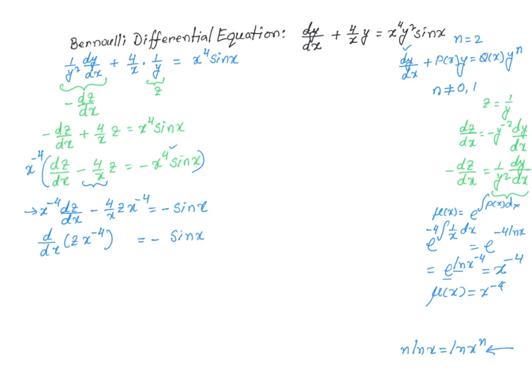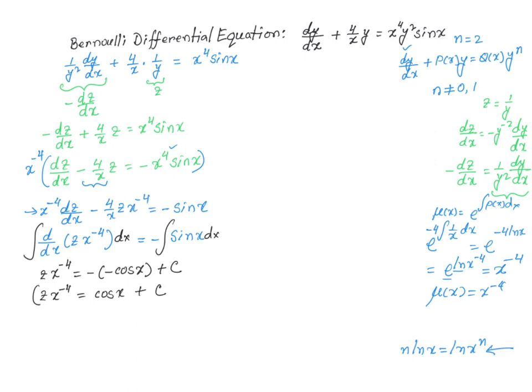Now I could go ahead and integrate both sides with respect to x. That's going to give me on the left hand side z times x to the power negative 4, and on the right hand side negative times negative cosine of x, right? The integral of sine of x is negative cosine of x plus some arbitrary constant c, and that's going to give me z x to the power negative 4 is equal to cosine of x plus c.